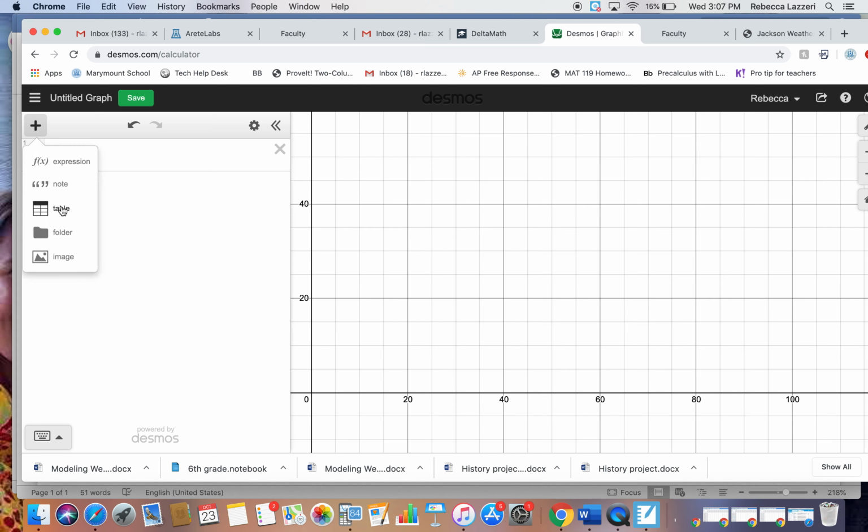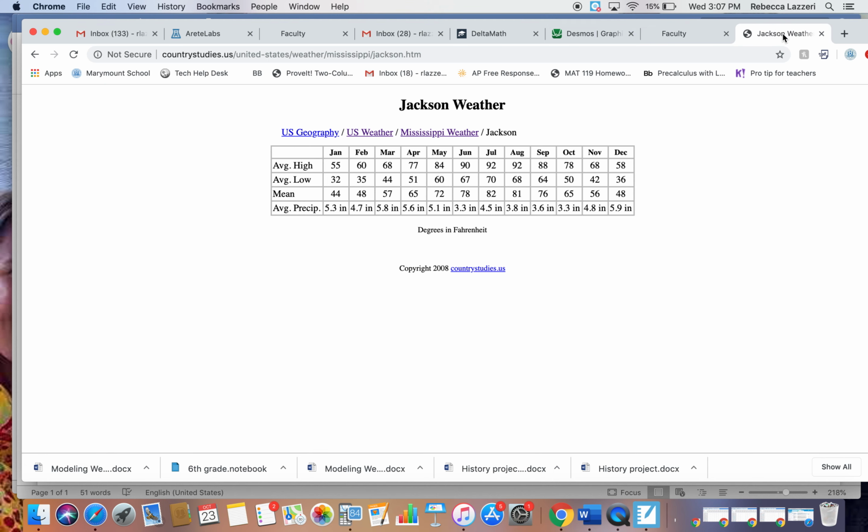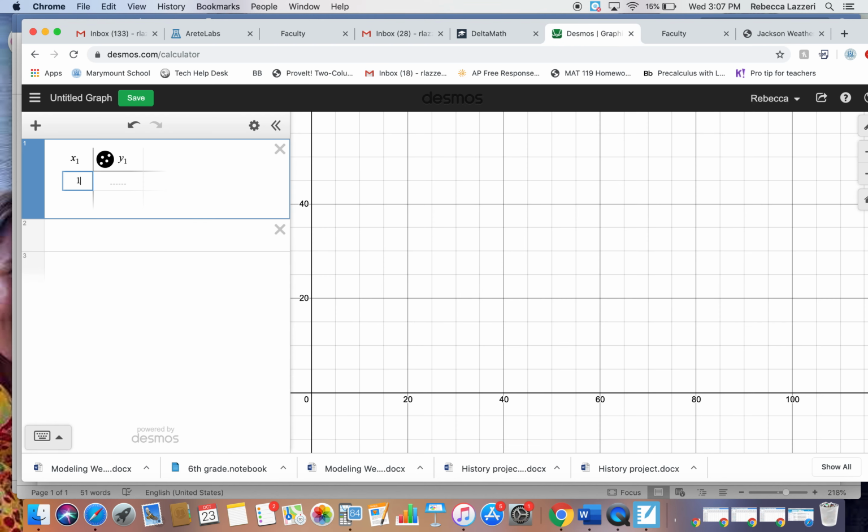And then go to table. And I'm going to do a few points to show you what I mean from the city I picked. So don't pick Jackson, Mississippi. So January, the mean was 44. So I'm going back to Desmos. I'm going to put in 1, 44.